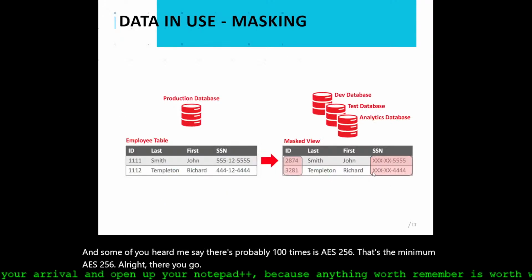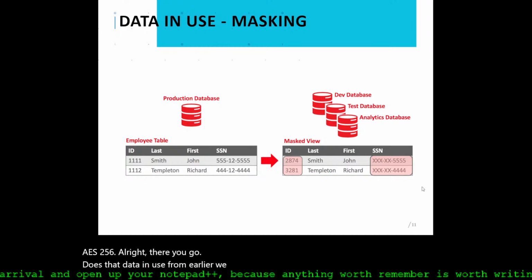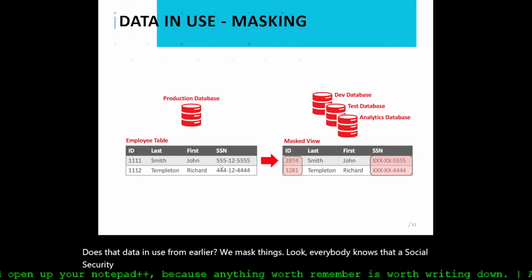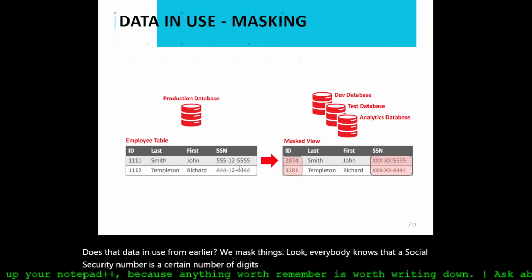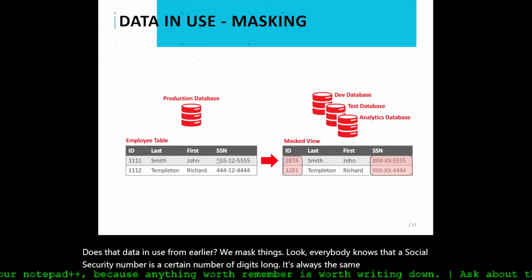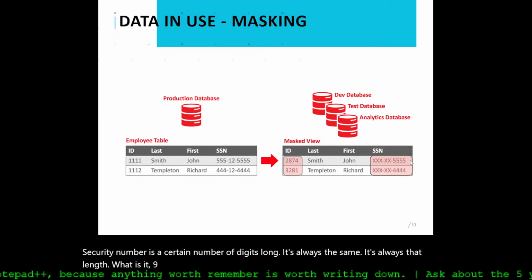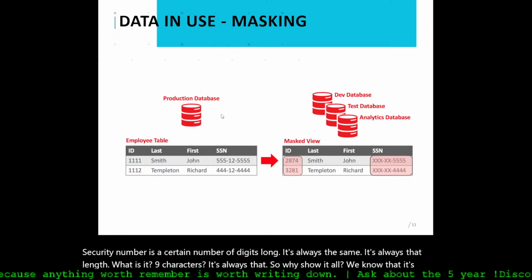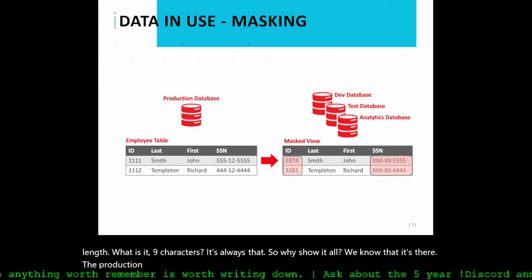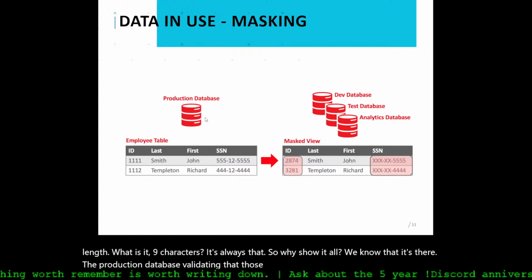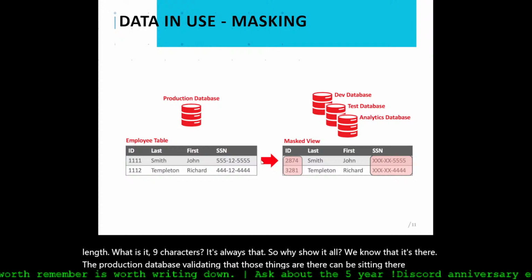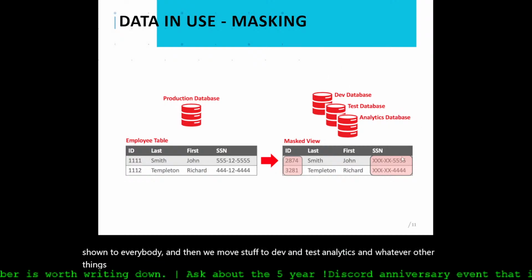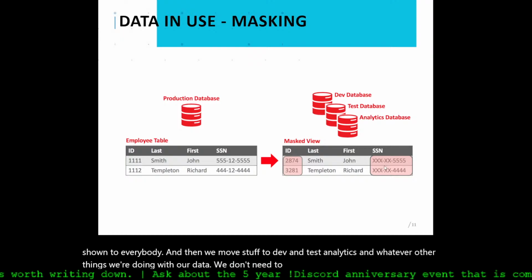This is that data in use from earlier. We mask things. Look, everybody knows that a social security number is a certain number of digits long. It's always the same. It's always that length. What is it, 9 characters? It's always that. So why show it all? We know that it's there. The production database validating that, those things are there can be sitting there, not being shown to everybody. And then when we move stuff to dev and test and analytics and whatever other things we're doing with our data, we don't need to show everybody the whole thing.